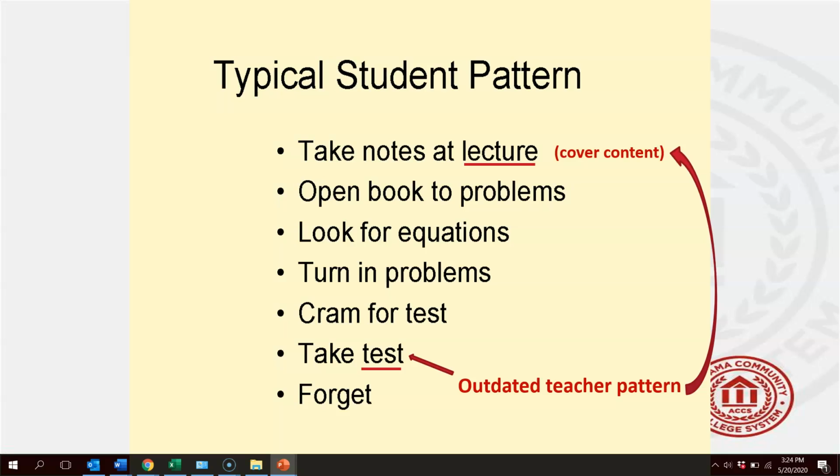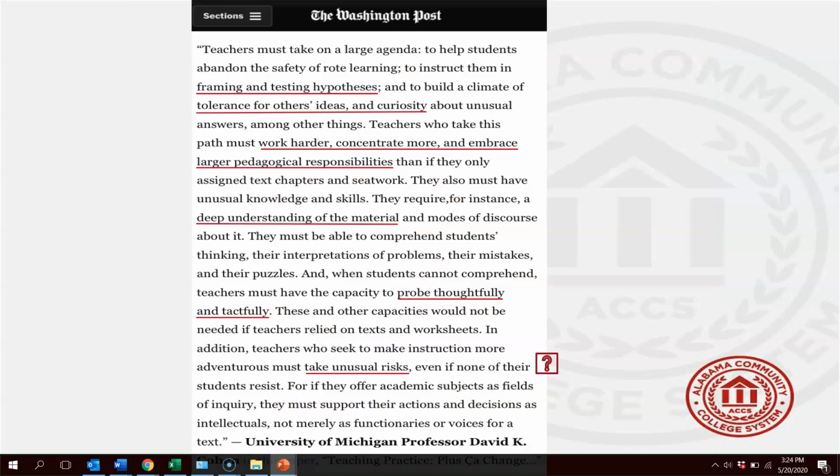Now, that taking notes, that's when we cover the content. The test, that's when we provide the test form. All that stuff in between is up to them in an old, outdated system anyway. In the new system, our main focus in the classroom is that center part of learning. What are we doing other than covering content and testing? And this was, I thought, one of the best explanations of what a teacher does.